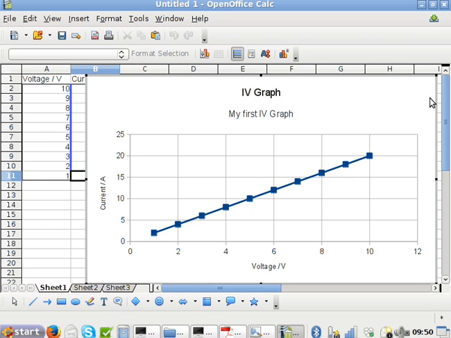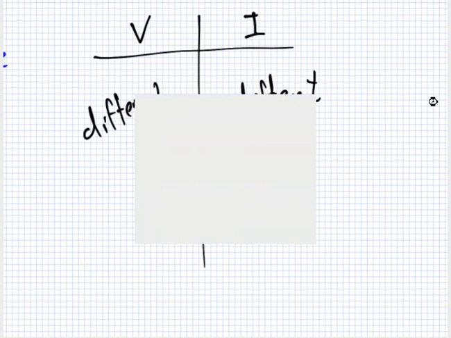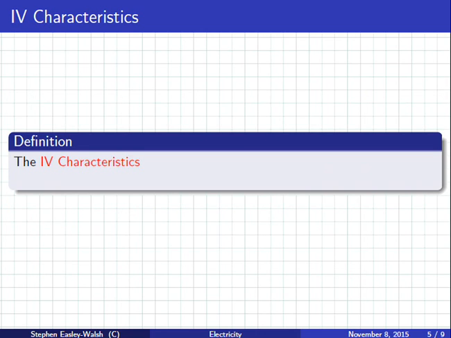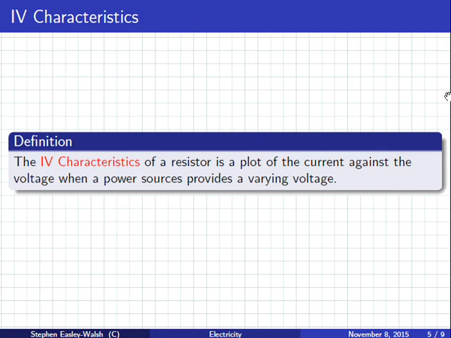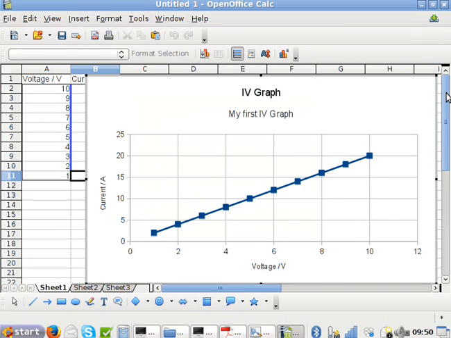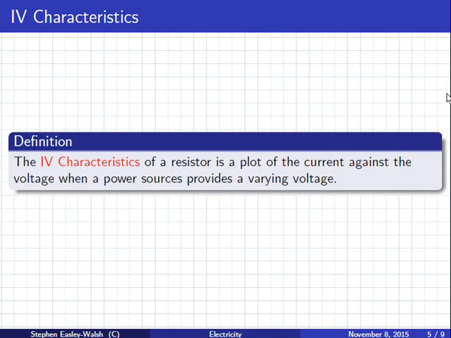Did you get it? Yeah? Okay, good. So, I shall draw it now. Here we go. Where's my program? Here it is. Alright, so the first column was voltage, and the unit was the volt, and the second column is the current, and the unit was the amp.